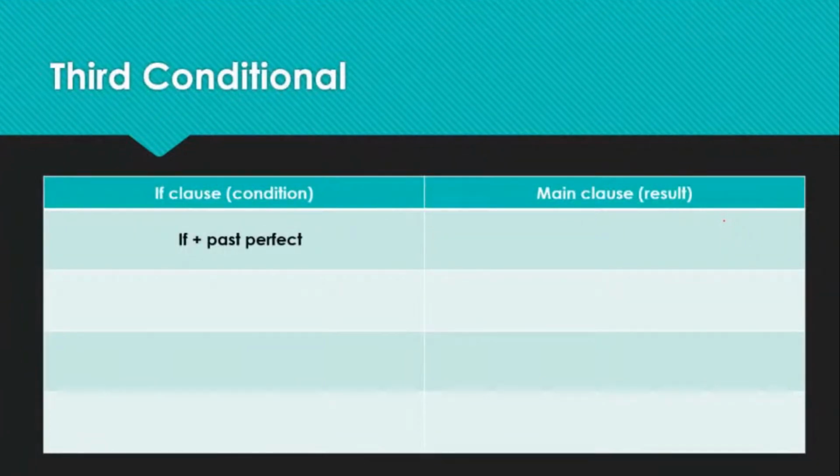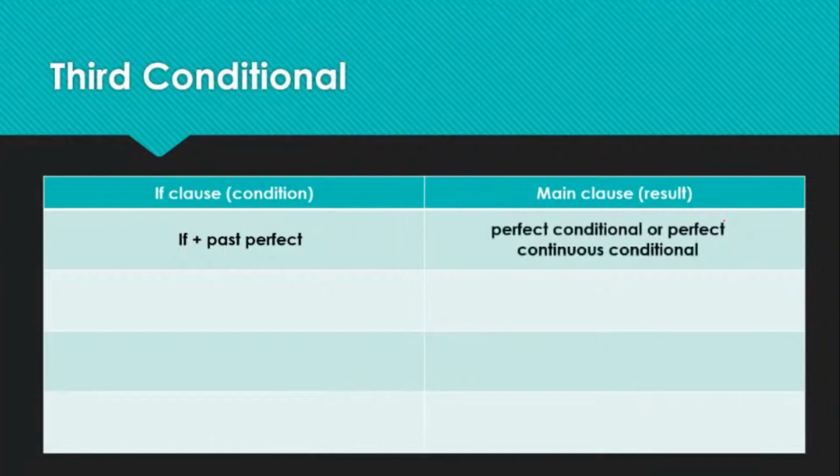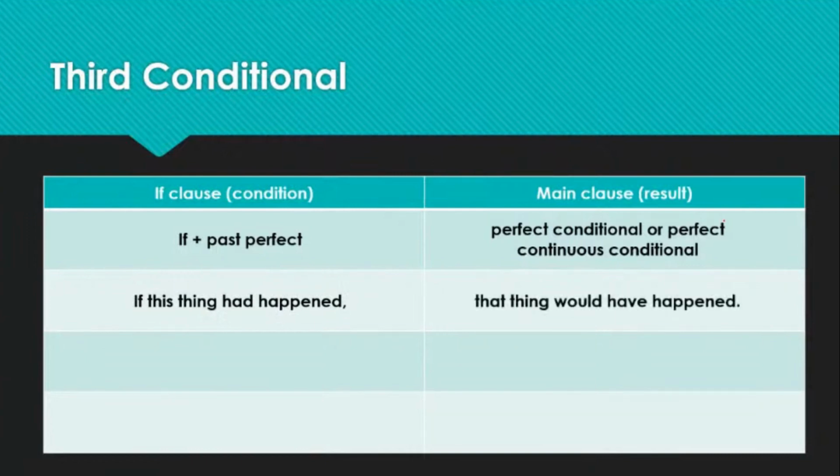So here we're using past perfect. If, past perfect, and then a perfect conditional or perfect continuous conditional. So what does that look like? If this thing had happened, that thing would have happened. So all imagining, right? All hypothetical. Didn't happen, wish it did. For example, if it had rained, you would have gotten wet. Today's a sunny day, but if it had rained in the past, you would have gotten wet in the past, right? So these impossible things that would have, could have happened in the past.